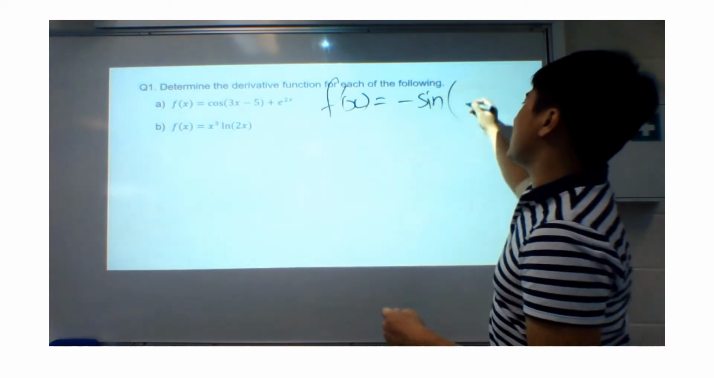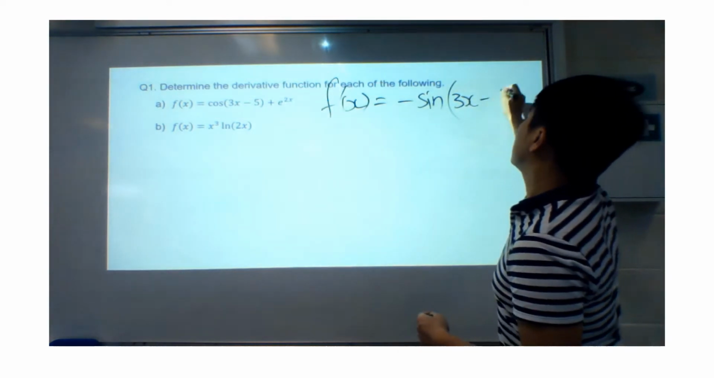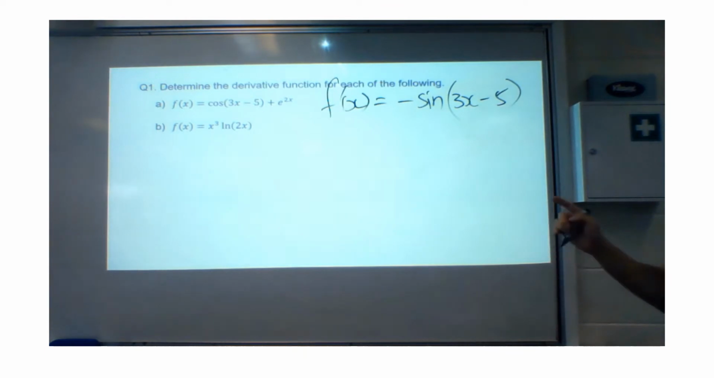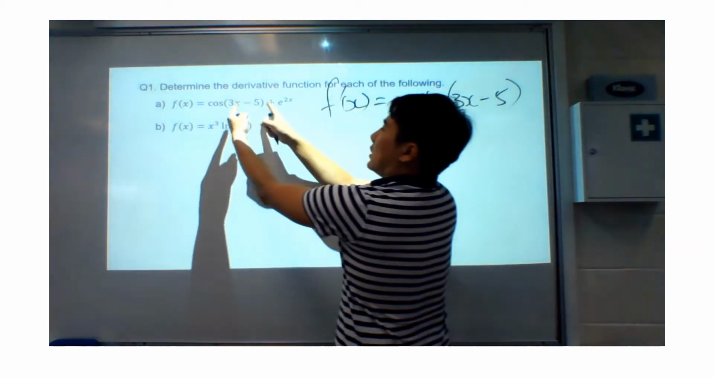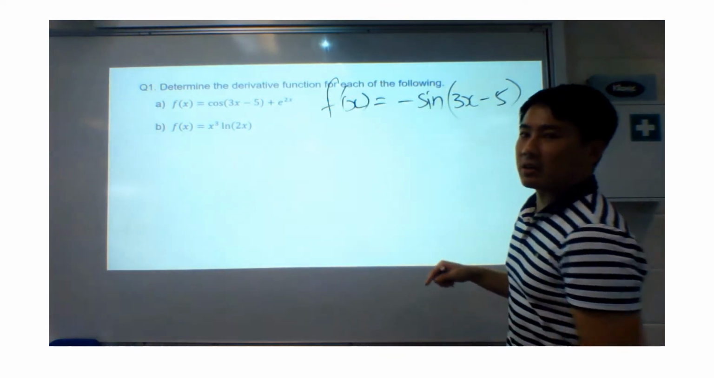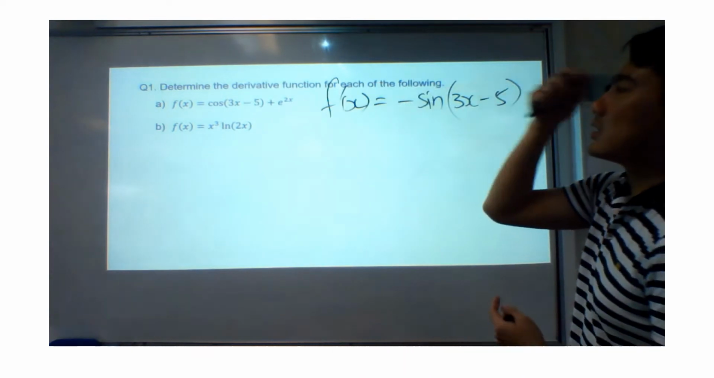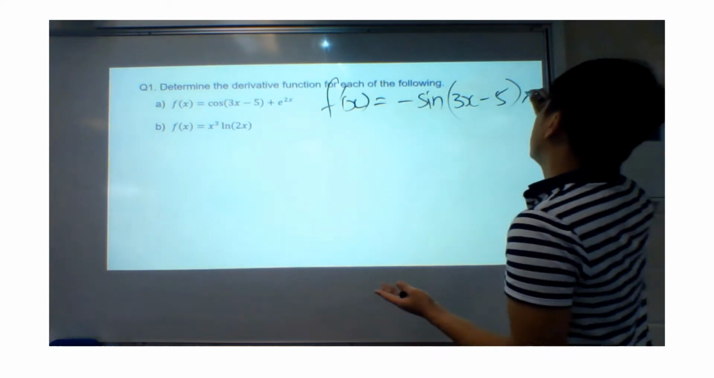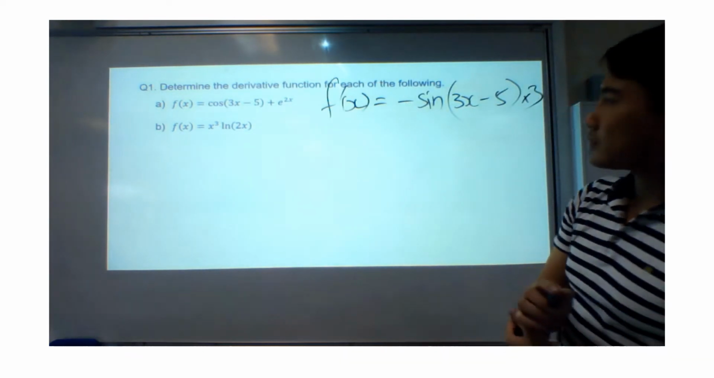We keep what's in there the same, 3x take 5, but then we also need to times it by the derivative of what's inside the bracket. In this case, 3x take 5, if you derive it, it becomes 3, times it by 3.